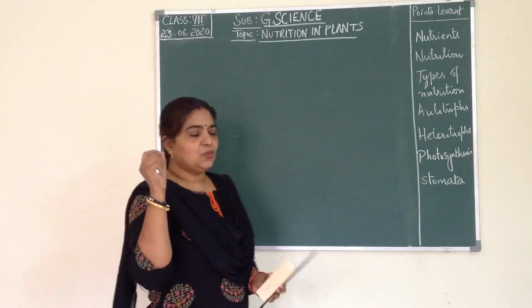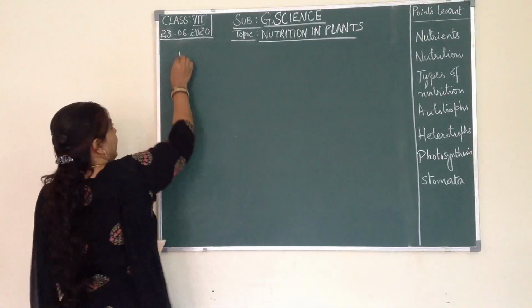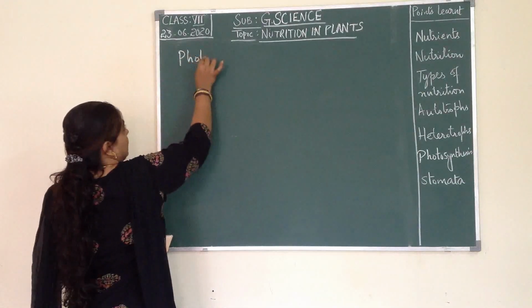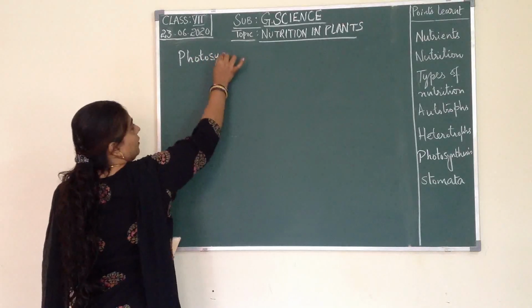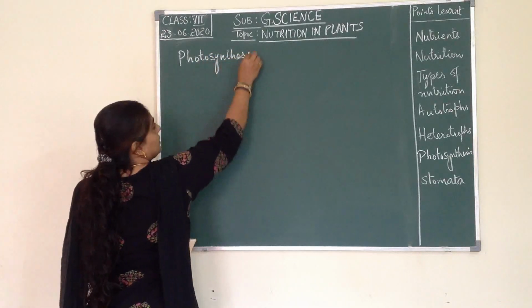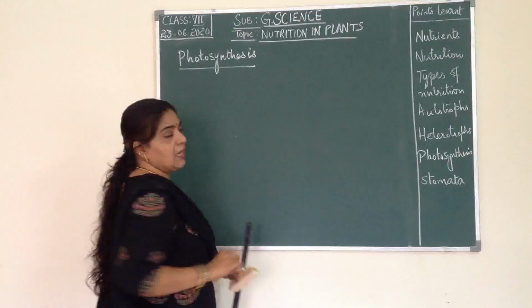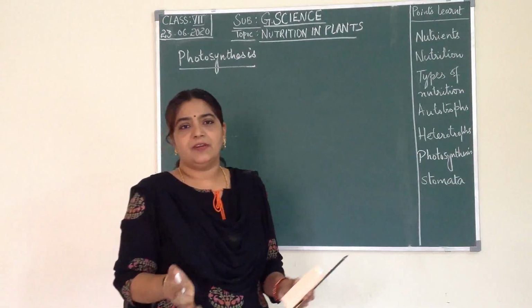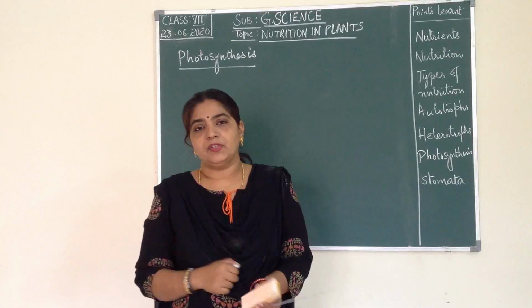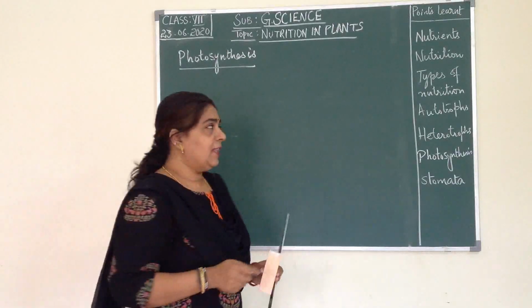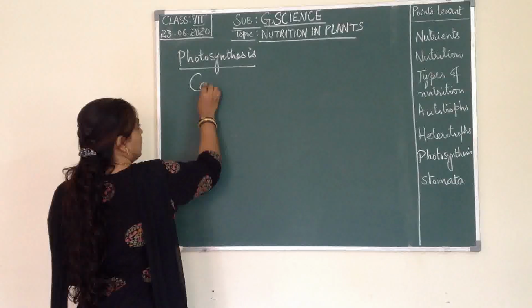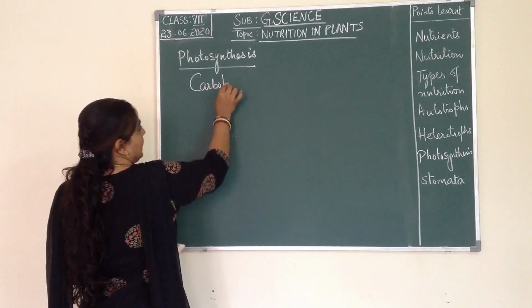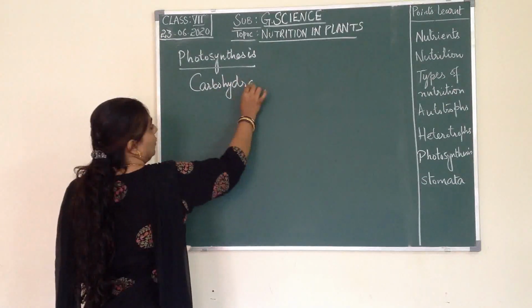So once again, I just want you to recollect what is photosynthesis. We know very well photosynthesis is a process by which plants prepare their own food. They use carbon dioxide from the air and water from the soil, and they prepare the food, and that food we usually call carbohydrates.